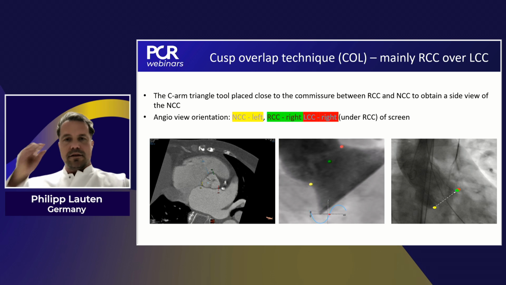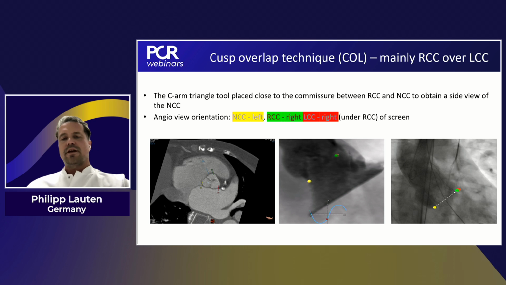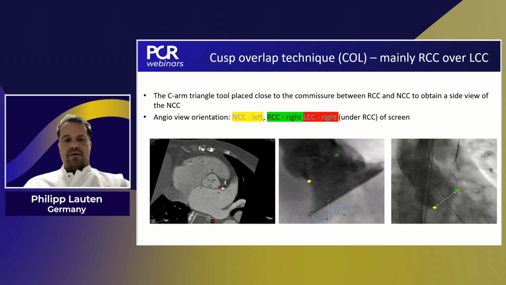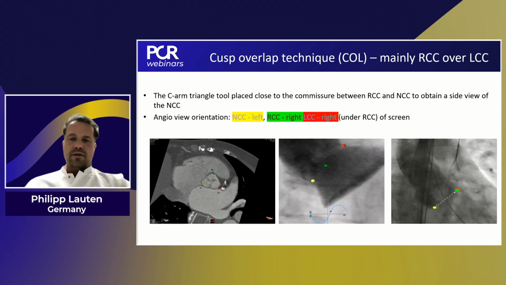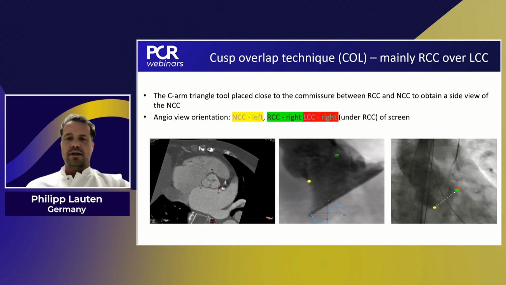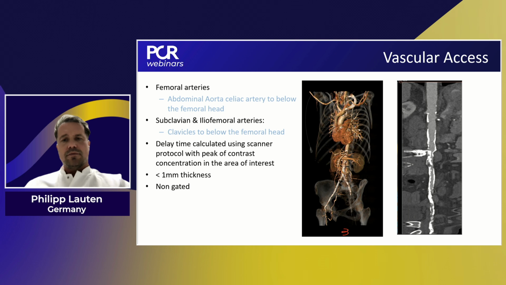The cusp overlap technique is also well known, I think, for the height of implantation, since 2017, 2018, we use this technique to implant the valve high to avoid conduction disturbances. I think it's on the CT data set routinely used and really important. And so we can reduce, it was for us possible to reduce our pacemaker implantation rates to a single digit amount. So the next step is vascular access.